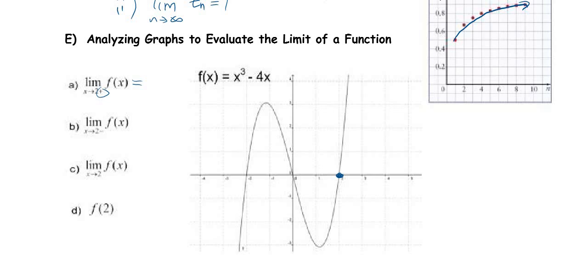So in this case, we're looking at what's going on from the right side. We're approaching it from the right side, and we see that our y is going right towards the x-axis. So we're just going to state the y value that we approach here. So in this case, it's going to be 0. Part B asks us for the left-hand limit. So we're going to look at what's going on from the left side this time. And again, it approaches the same y value. It's going to be 0.